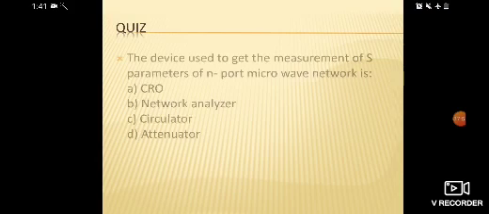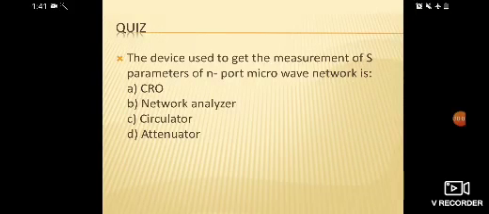So, the next quiz. The device used to get the measurement of S parameters of an N port microwave network is: the first option is a CRO, the second is a network analyzer, the third is a circulator, and the fourth is an attenuator. So what is your answer? Please note this question.